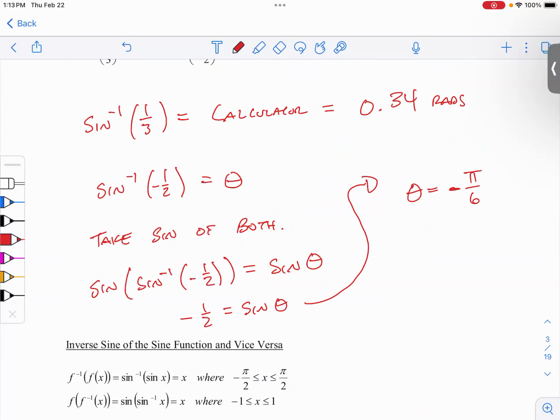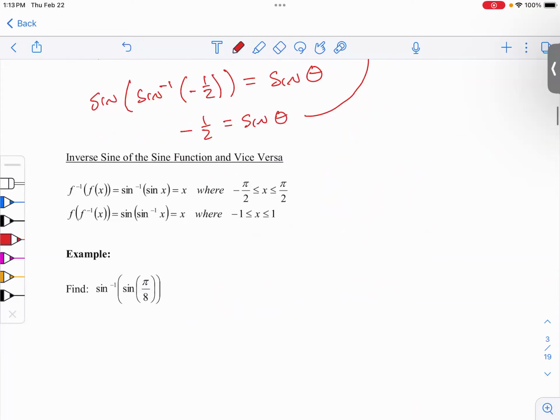And actually some even and odd properties are going to help us with this as well, because that negative is the hard part to identify. Was that positive pi over 6, or negative pi over 6? Because I have -1/2 here, and that's what implies it's negative pi over 6.